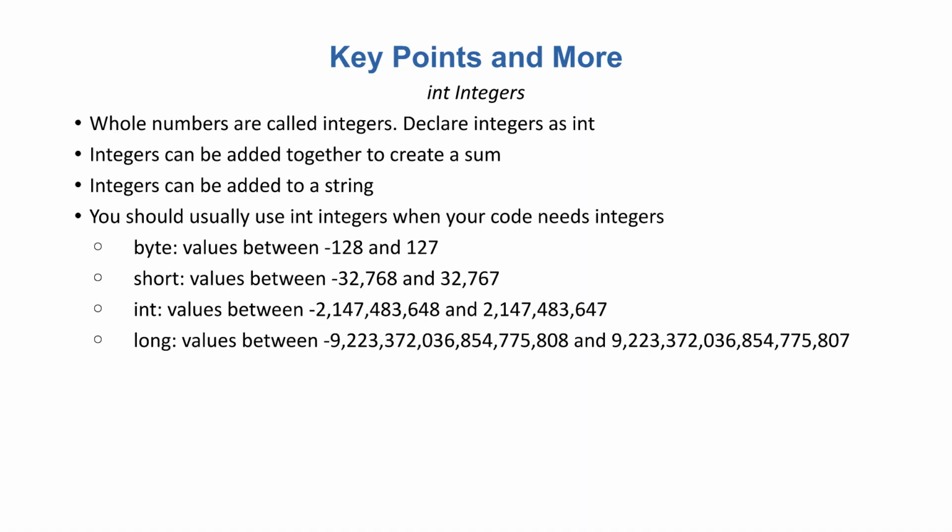You should usually use int integers when your code needs integers. However, int variables can only hold values between about -2 billion and +2 billion. If you need larger integers, you must declare them as long integers. Or, if your integer will always be smaller and you want to reduce the amount of space your program takes on a computer, use byte or short integers. We'll discuss other numeric types in other lessons.